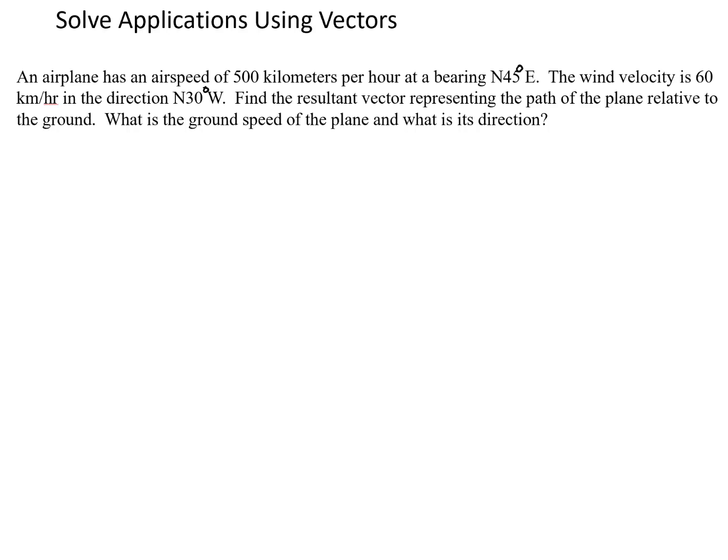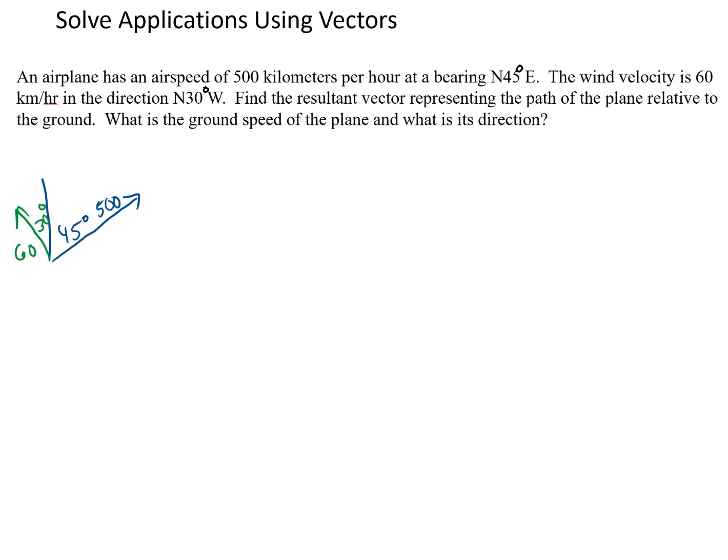So let's go ahead first and measure off from north and go 45 degrees east. And so this is 45. This would be what the airplane is doing, and its magnitude is 500. Now let's do the wind. The wind is north 30 degrees west, so over here to the west 30 degrees, and the magnitude of the wind is 60.